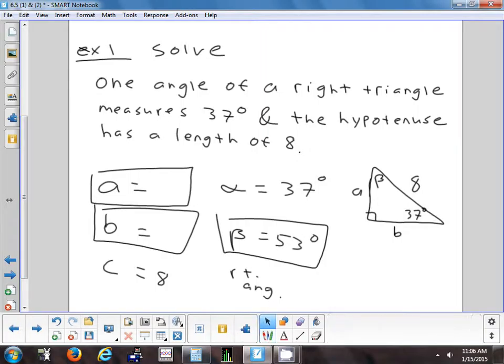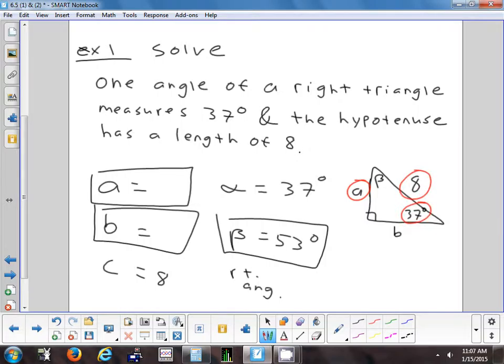Okay, so now we've got beta. Okay, next we want to find A or B. It doesn't matter which one we do first. So let's do A. Now to find A, I have to pick 2 other pieces of information to use. Right now I have 3. I have the hypotenuse, I have the 37, and I have the 53. Out of those 3 pieces of information, the 37, the 53, and the 8, which 2 do you think are the best to use? Yeah, obviously. 37 and 8.